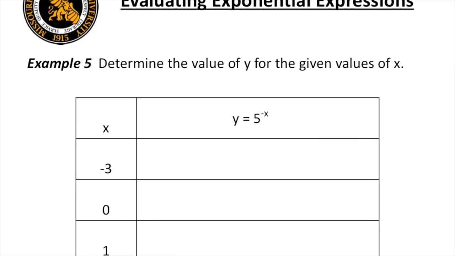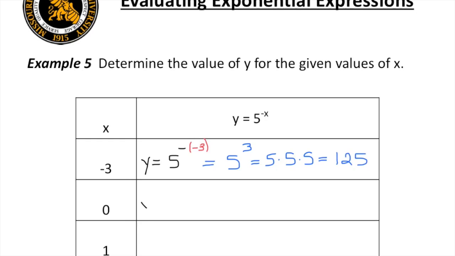We now consider one final example in which our equation is y equals 5 to the negative x. So replacing our x with our negative 3 in our first row of our table gives us 5 raised to the positive 3, since the opposite of a negative is a positive. And 5 cubed is 5 times 5 times 5, giving us a final output of 125.